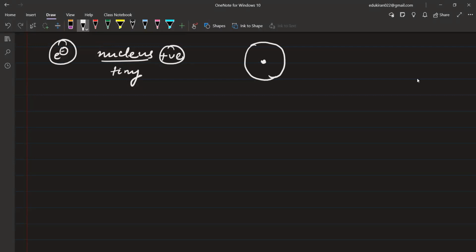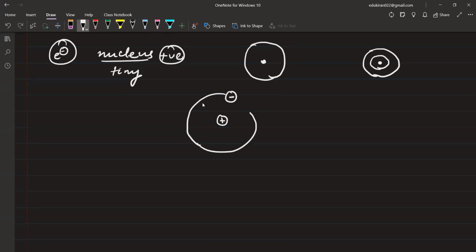J.J. Thomson is up. No, not J.J. Thomson. Rather, Rutherford suggested that here we have the nucleus. And as different planets orbit the sun, the electrons are also orbiting the protons. But in the last class, we saw that if this was actually happening, then with a positive charge and around it a negatively charged particle revolving, it will spiral down like this and collide inside the positive charge.